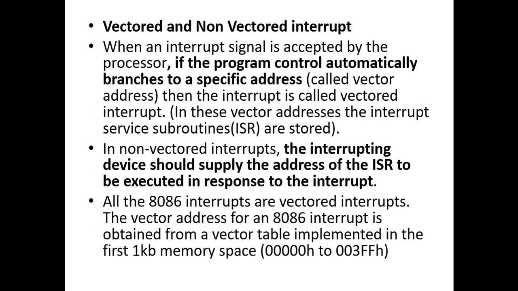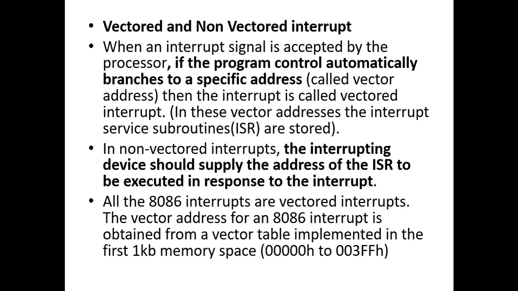The next is vectored and non-vectored interrupts. When an interrupt signal is accepted by the processor, the program controller automatically branches to a specific address called the vector address, and then the interrupt is called a vectored interrupt. In these vector addresses, the interrupt service routines, that is ISRs, are stored. So in the case of a vectored interrupt, the program control automatically branches to the specific address where the ISR is stored.